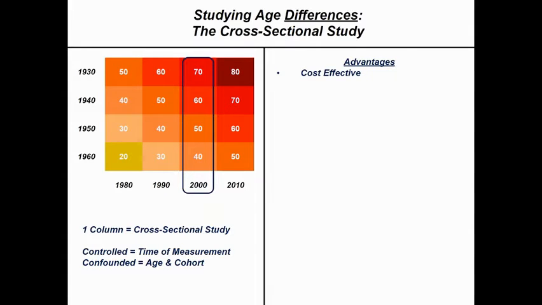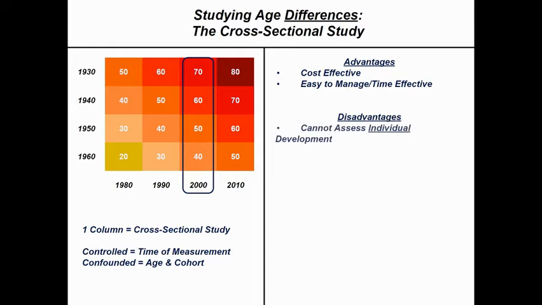So some advantages, it's cost effective, right? You can do all these people at one time. So you're in year 2000 or 1990 or 1980 or whatever it may be, and you look at these people right then and there. It's cost effective. It's easy to manage and it's time effective. It's quick because you've got everybody right in front of you. You're doing it right now. Where do you stand right now? You don't have to wait on anything, okay? And those two go hand in hand, the cost effectiveness and the time effectiveness.